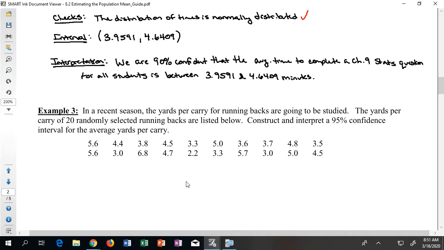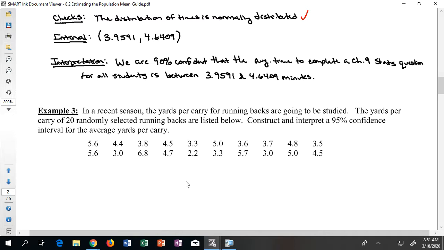In a recent season, the yards per carry for running backs are going to be studied. So running back is a position in football. They're the person that runs the ball. They get it handed to them and they try to run. Usually it's pretty hard in football. You don't actually get to run very far because most of the time you get tackled very, very quickly.